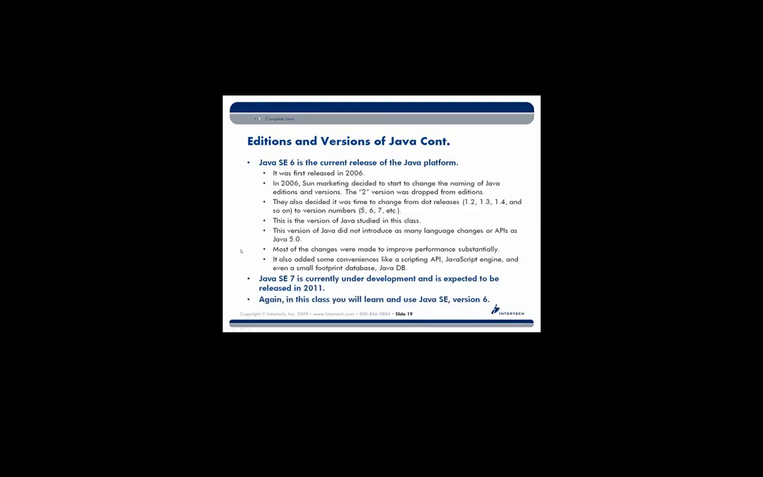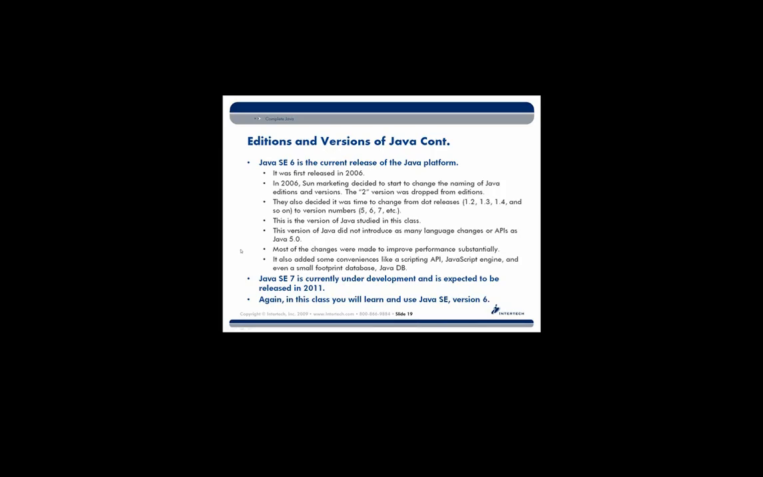The current version of Java is Java SE 6, and this was first released in 2006. At this time, Sun Marketing decided to change how these different editions and versions were named. First of all, the 2 was dropped from the edition, as well as the dot releases. So instead of saying 1.6, it's now Java 6. Instead of saying J2SE, it's Java SE. So this is the version of Java that we'll be using in this class.